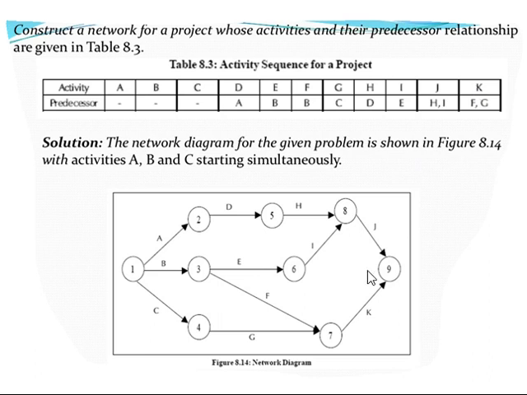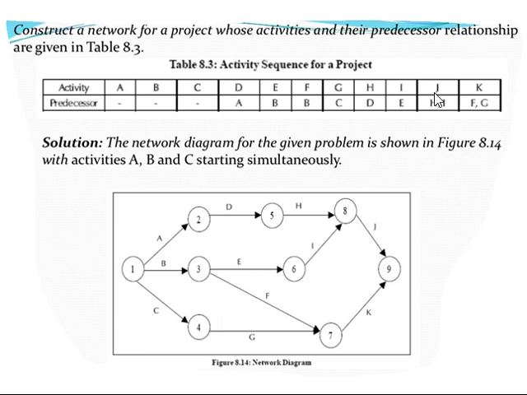If I want to start an activity K like this, I need to be careful. F and G have to make a merge event if it is possible. So here it is possible. F and G are merging at node 7. That is the end point. From there, activity K will have its beginning point at node 7, and it will end at node 9.